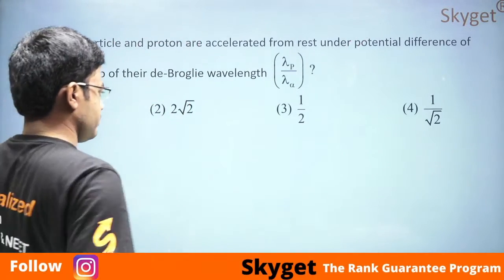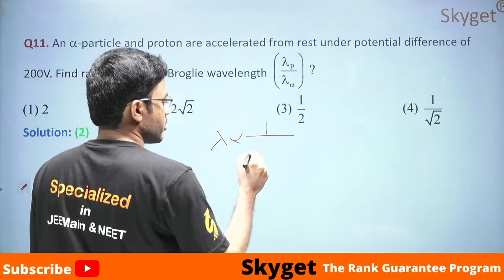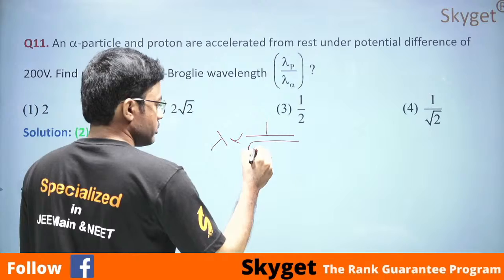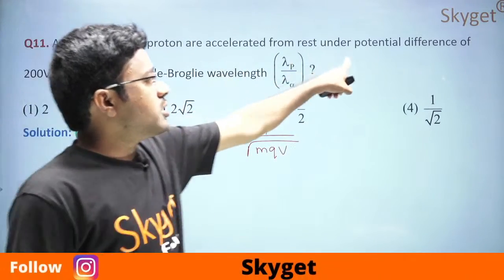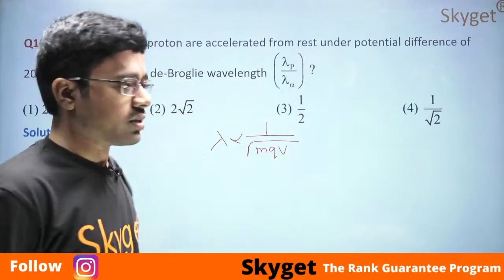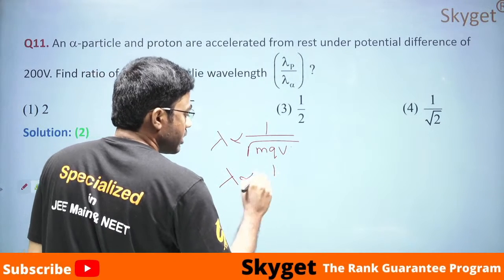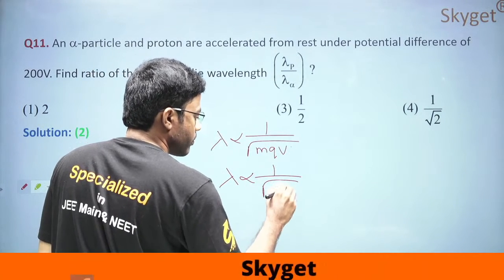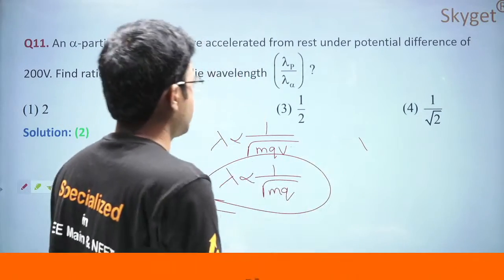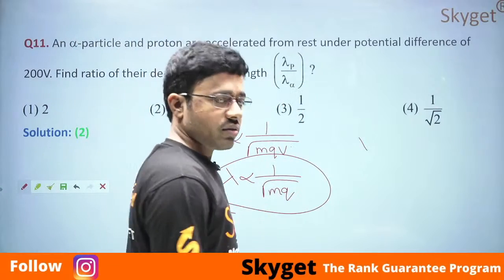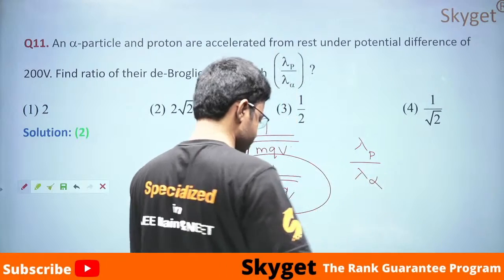So now let us see. From that equation you get to know that lambda is inversely proportional to square root of mqV. But here the potential difference is the same for both particles. So as it remains constant, you can simply write lambda is inversely proportional to square root of m into q. Now, as he is asking the ratio of the proton wavelength to the alpha particle wavelength, so wavelength of proton by wavelength of alpha.